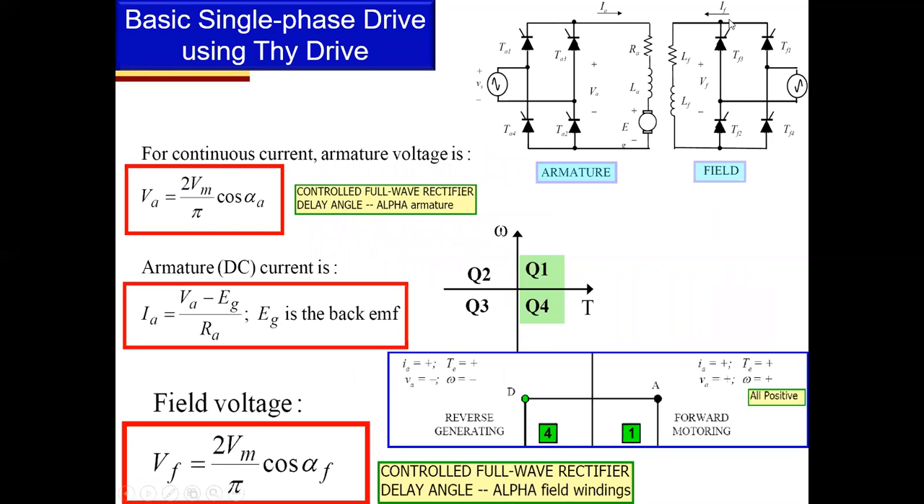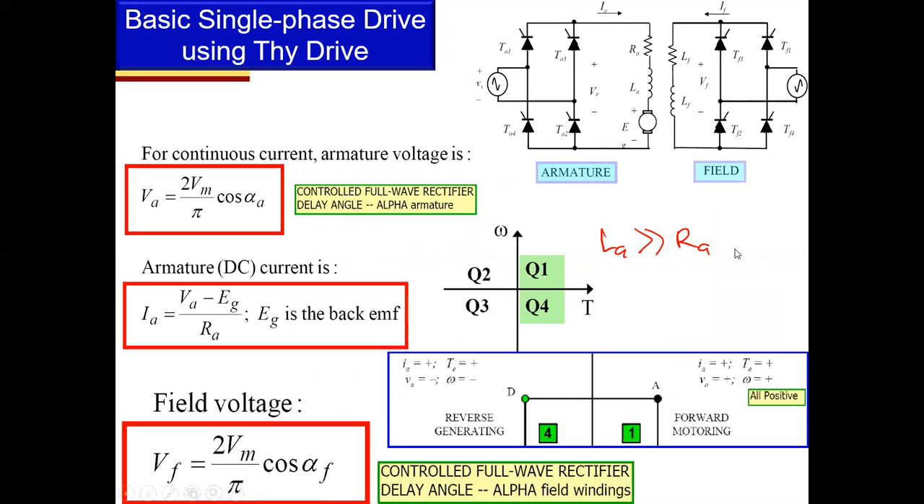So this is for the single phase. For the analysis, we are assuming the current to be always continuous. Why continuous? Because the LA is usually very large compared to your RA. So we assume that your motor is operated in continuous conduction mode.